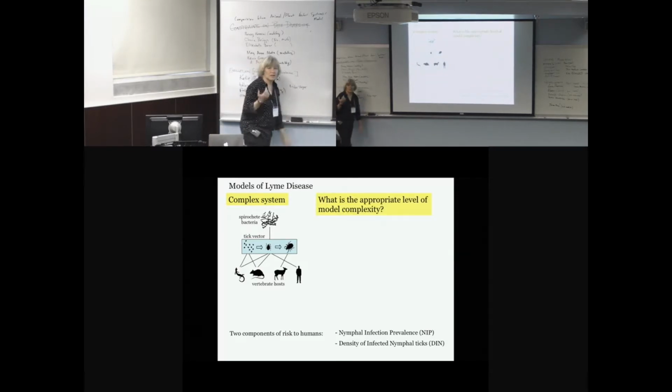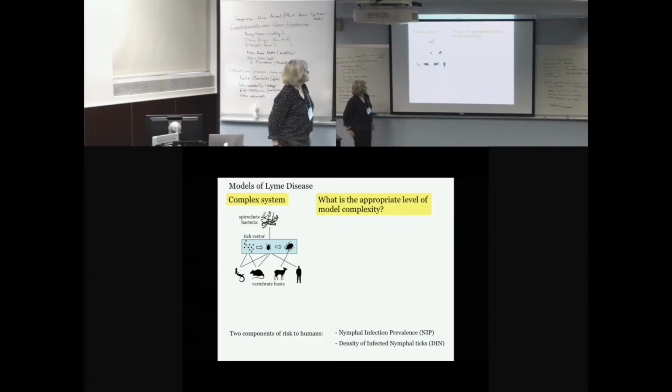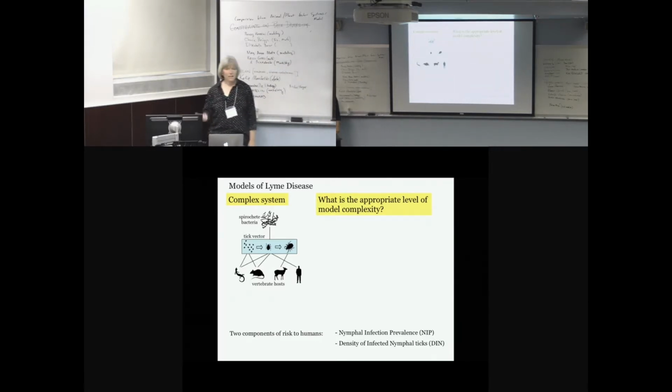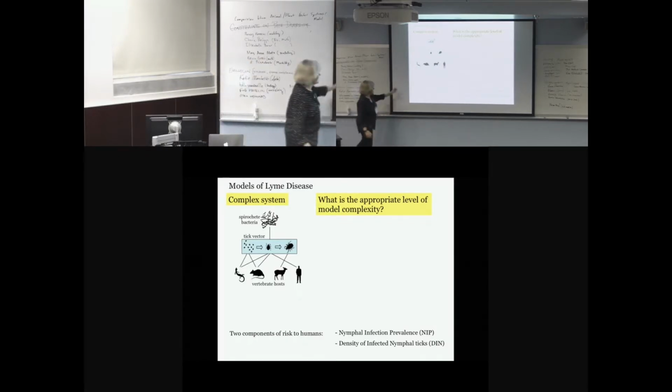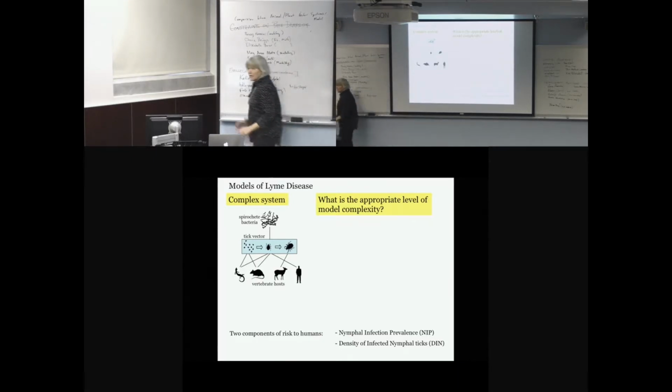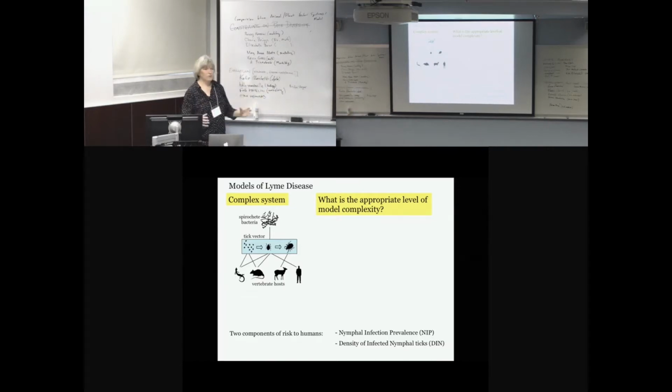And so one of the questions that I'm interested in is, okay, what is the appropriate level of complexity to model this system? And, okay, why do we want to model the system? Usually we want to model the system to be able to predict the nymphal infection prevalence and the density of infected nymphs and understand how changing any of the components will change those two risk factors to humans.